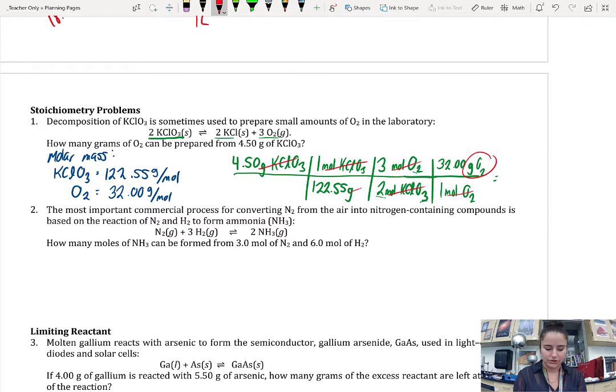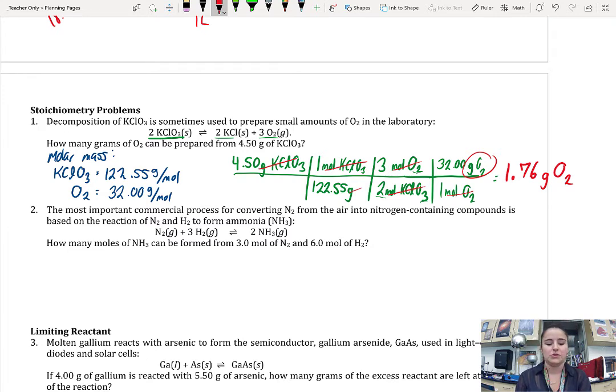4.50 times 3 times 32 divided by 122.55 and 2. And I get 1.76 grams of oxygen gas. Okay, cool.